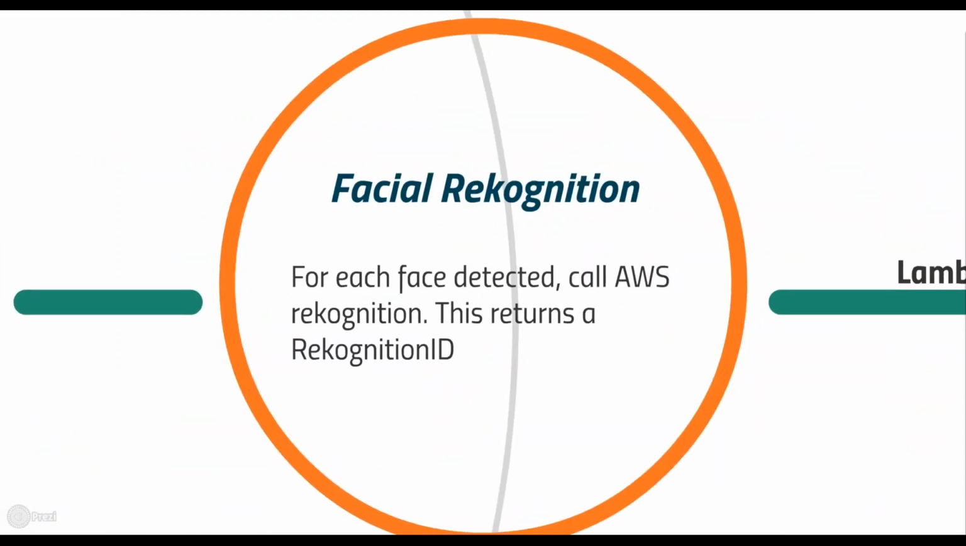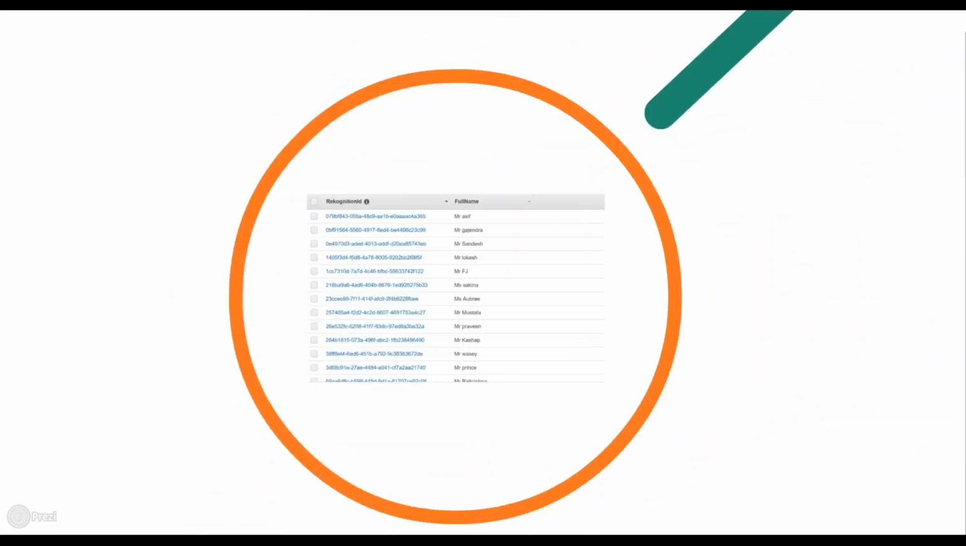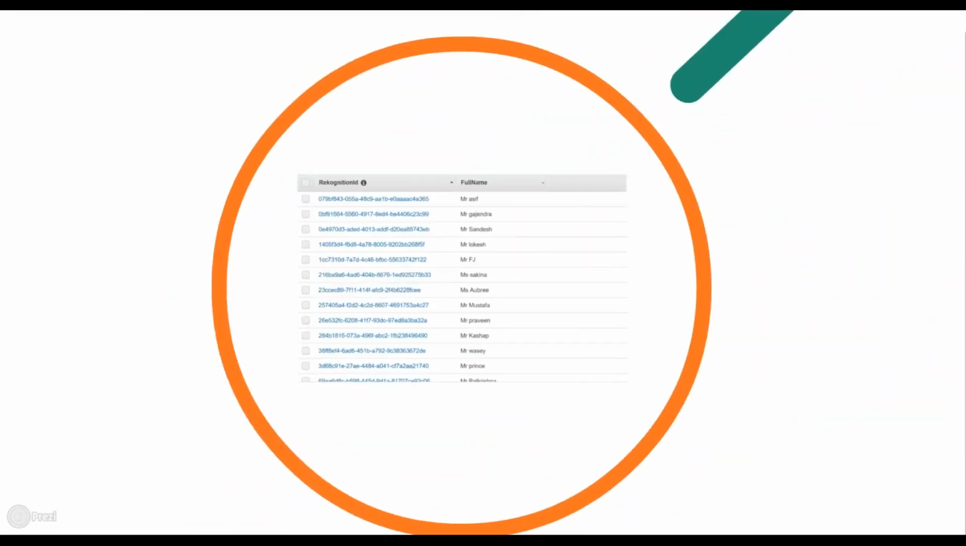Again, after each face is detected, we call Amazon Rekognition, and this returns a Rekognition ID. Using this ID, we look it up in a DynamoDB database, which is just a database to hold names and values and stuff like that. Here you can see our Rekognition IDs. They're a unique string of letters and numbers, and each of these corresponds to a name. So when we get this ID back, we can associate it with a person.